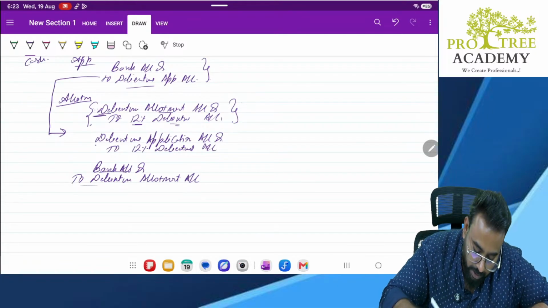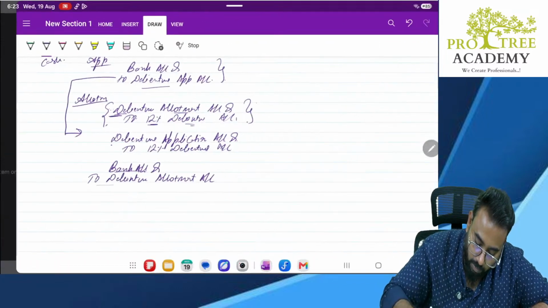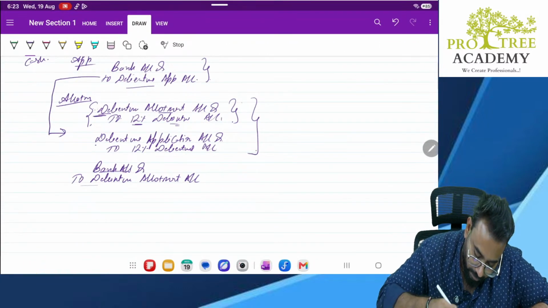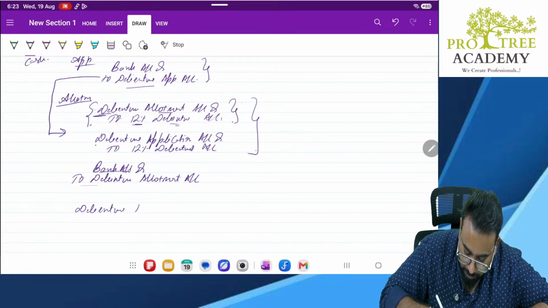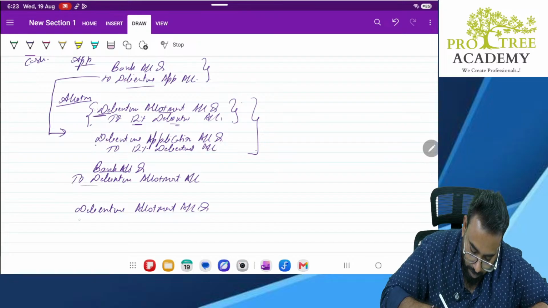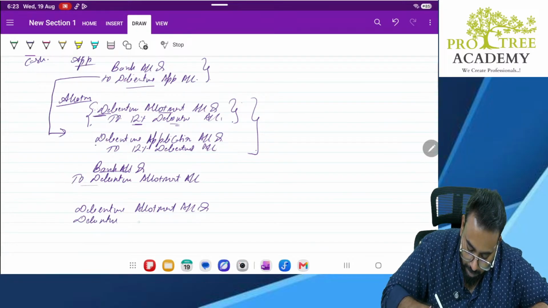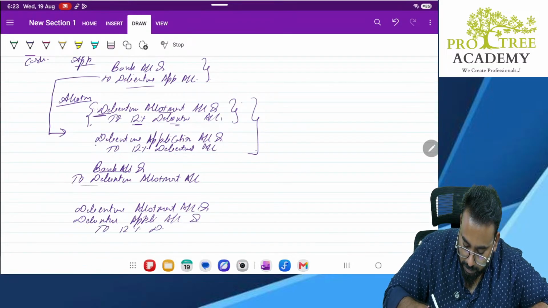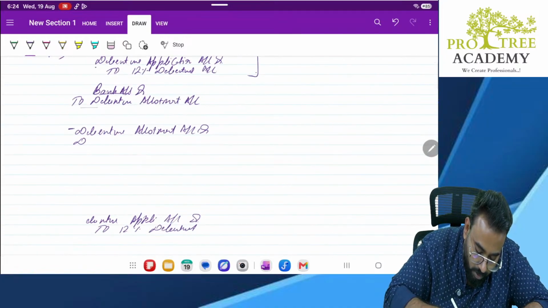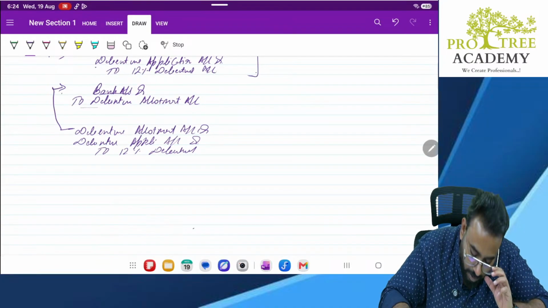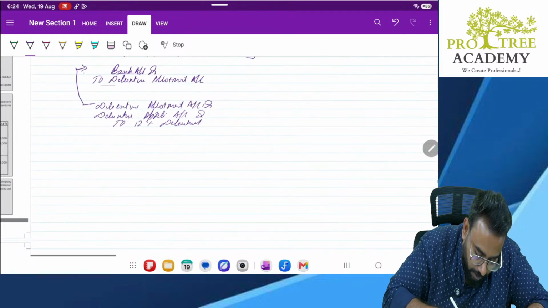So in other words, these two entries can be done in one. What is that? Debenture allotment account debit, debenture application account debit to 12% debentures. Clear? Next, we will receive money for only this. So that time this is the entry. Clear? Okay. Next, same for first call.